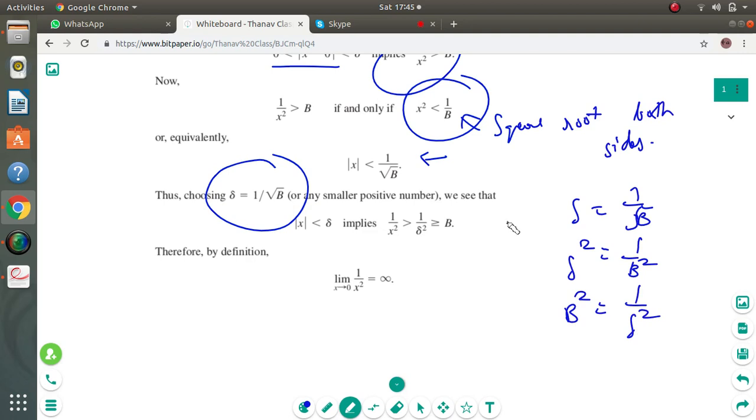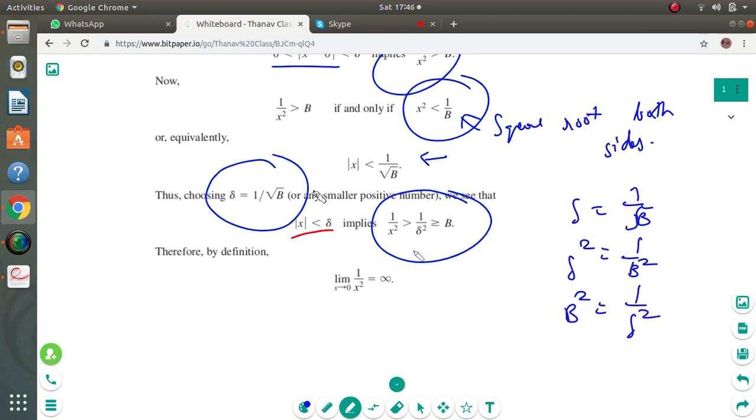This part is okay. Now here, 1 by x square is greater than 1 by delta square, which is greater than or equal to b. Delta is equal to 1 by root b, so delta square is 1 by b, or b is 1 by delta square. Okay, fine.